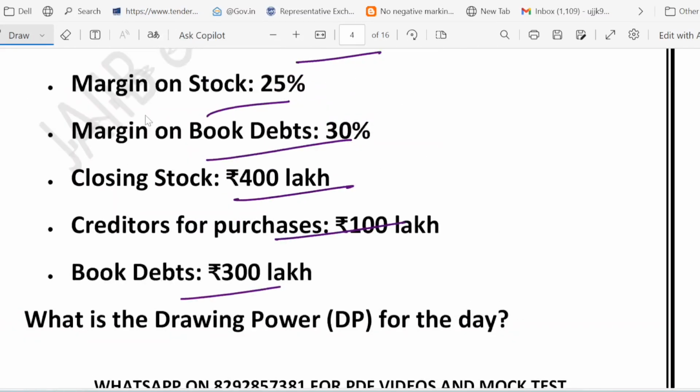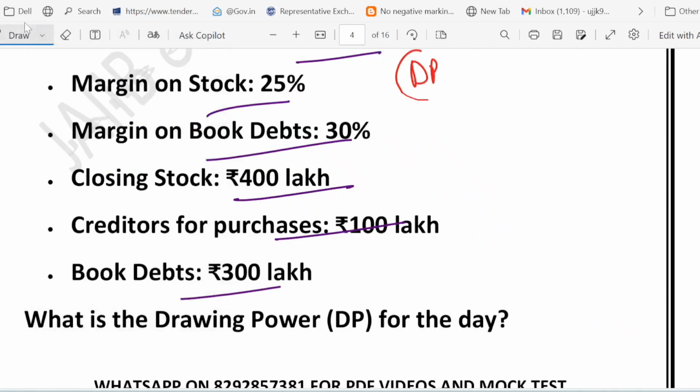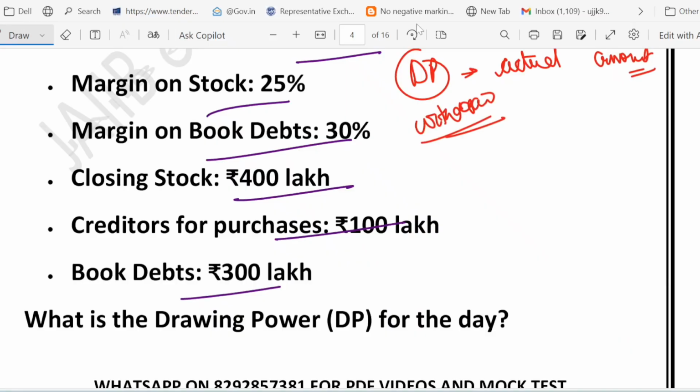So first of all, let's understand the basics. I already told you, I will clear every concept. Even if you don't know the basics of DP, let me clear it. So DP means drawing power. It is basically the actual amount a borrower can withdraw, based on the available security after applying the margin. Now you might think, what is the meaning of margin?